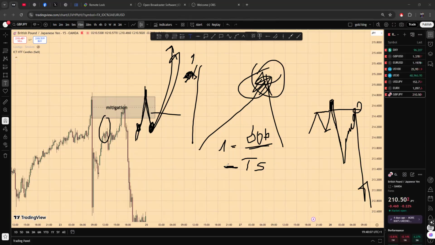So the first element of a good order block is that it actually raids liquidity, just like we have here. Price took liquidity here, and then we are looking for the last bullish one, not this one. We look for the last bullish candle.